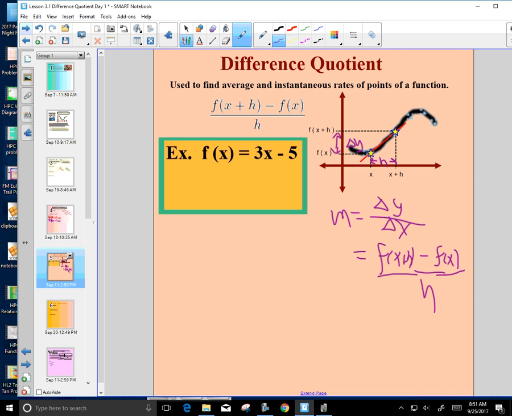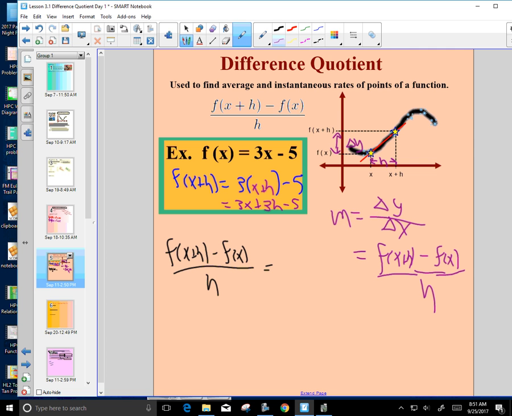So to do it, all you have to do is figure out what f of x plus h is, which is no biggie. Wherever there's an x, what do we replace it with? X plus h. Then we multiply it out. 3x plus 3h minus 5. Then, if they want us to know what f of x plus h minus f of x over h is, we just plug things in.